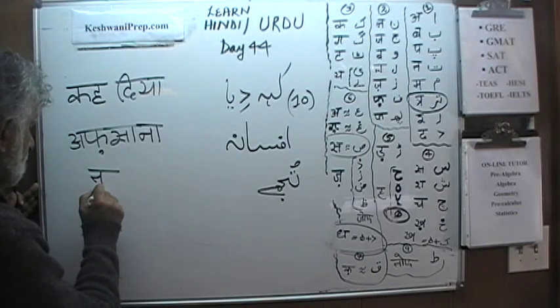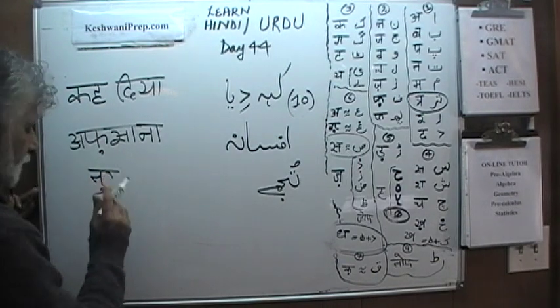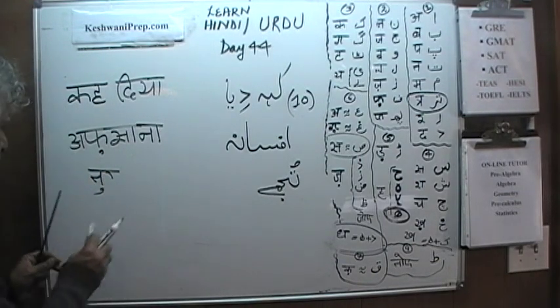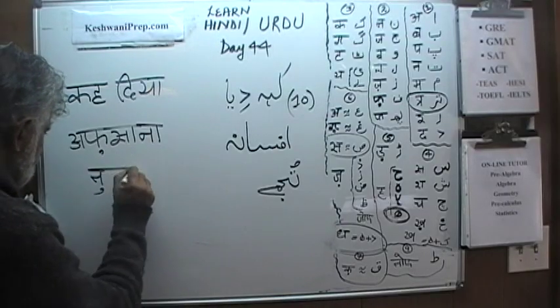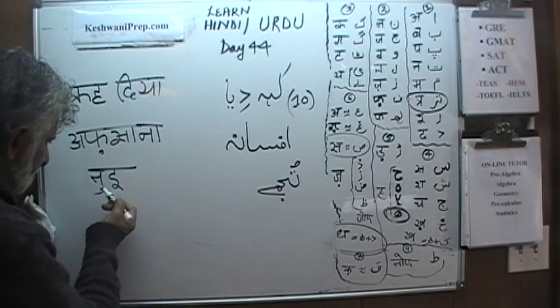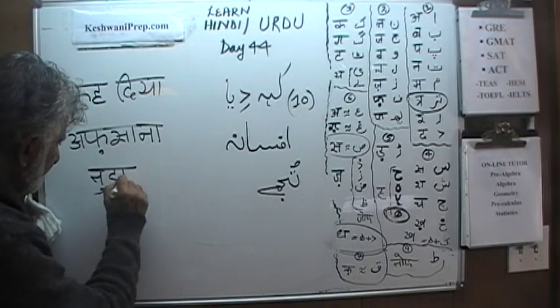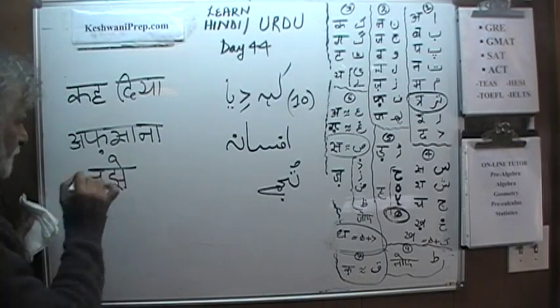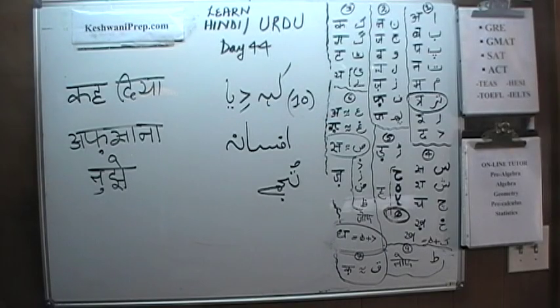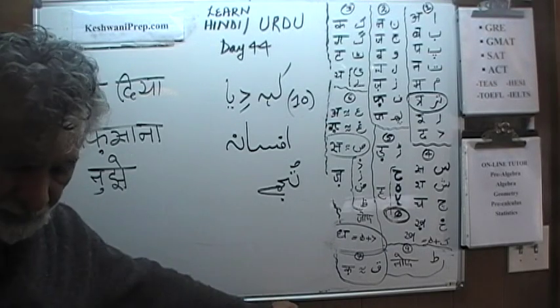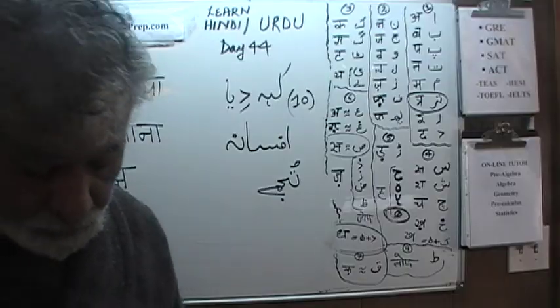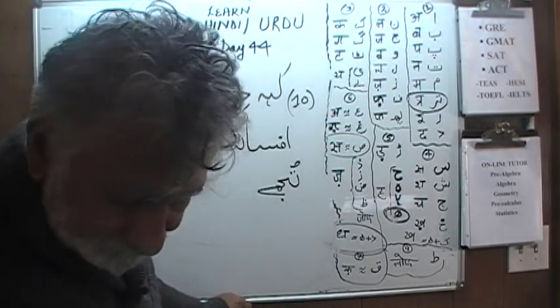U ki matra. We just wrote it and I forgot again. Jo. See if I can remember it. It looks like an E, short E, and then you extend this line, it comes down like, there you go, that's a jo. Tujhe. Keh diya afsana tujhe. So that's it. Those are the 4 lines we're going to do today.